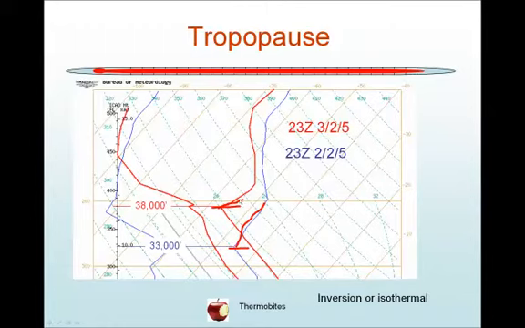So the tropopause is essentially an inversion which acts to limit vertical motion in the real atmosphere, and we'll look at that later when we consider deep convection.